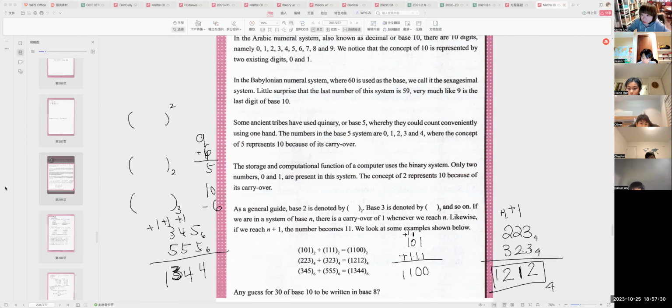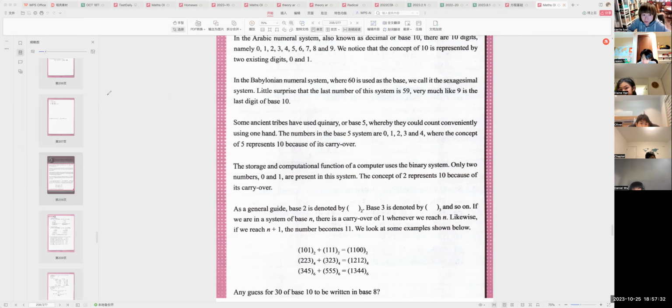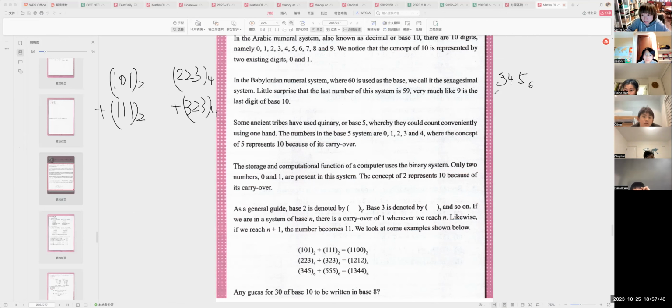Get it? Okay, so I want you to do this one yourself. We calculate 1012 plus 1112, and 2234 plus 3234, and you do 3456 plus 5556. Okay, everybody, please do that yourself.